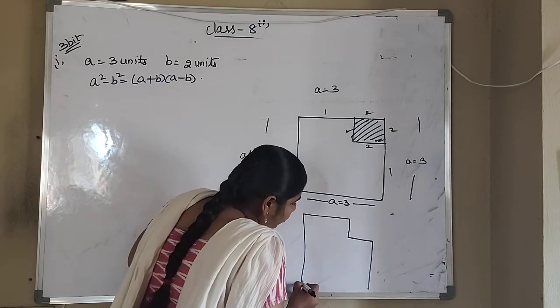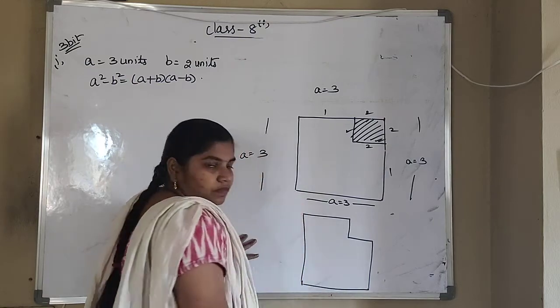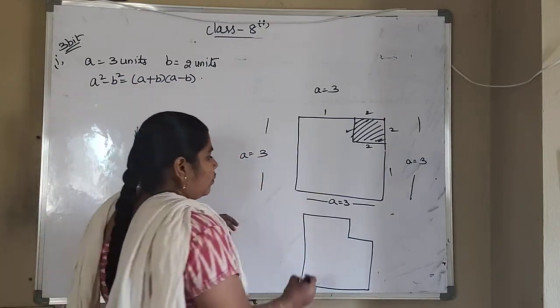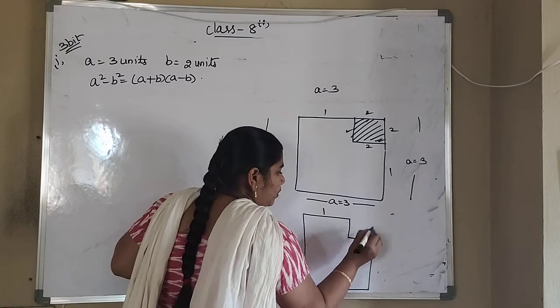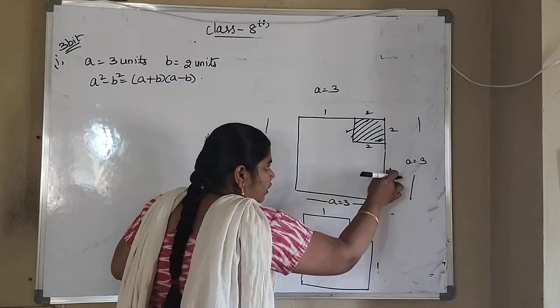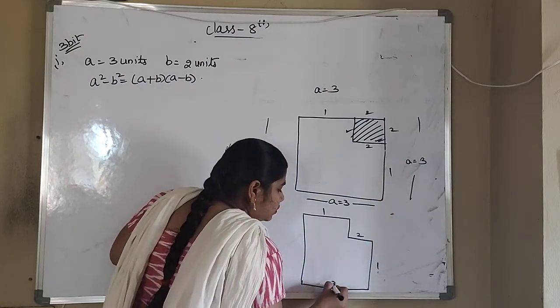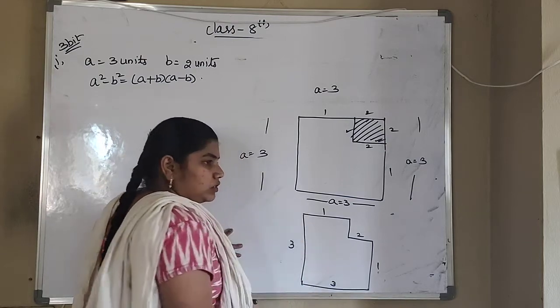The figure will be in the form of this. Okay, so write the values now. Here it is 1. Here it will be 2. From here to here is 1. This full part is 3. This full part will also be 3.